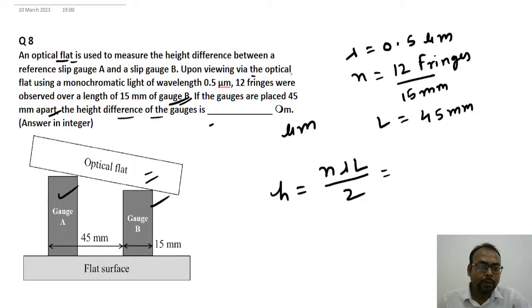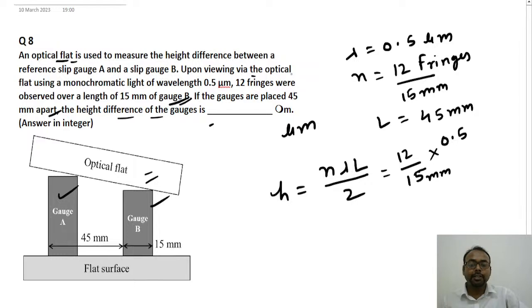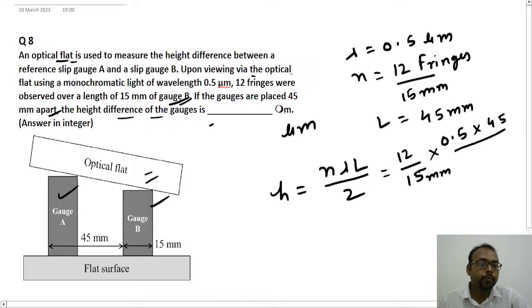So we have given 12 by 15, that is 12 by 15 multiplied by lambda. The lambda value we have given is 0.5. Now this value you can see that we have given in micrometer. You remember that. Now next we have given L, that is 45 divided by 2.